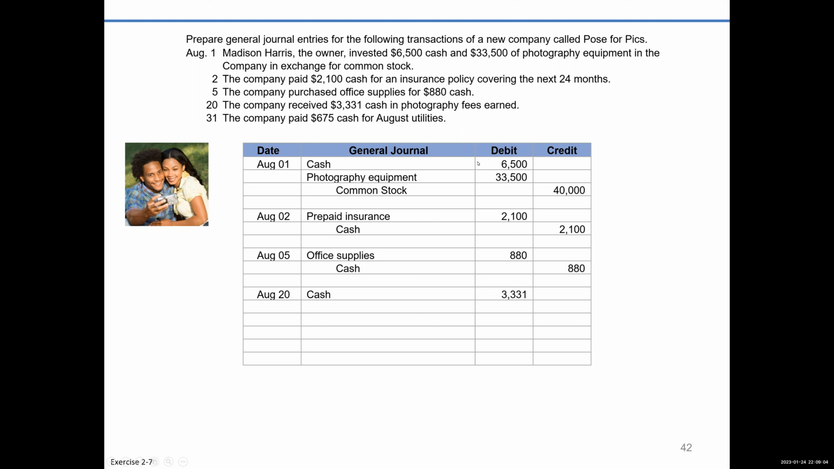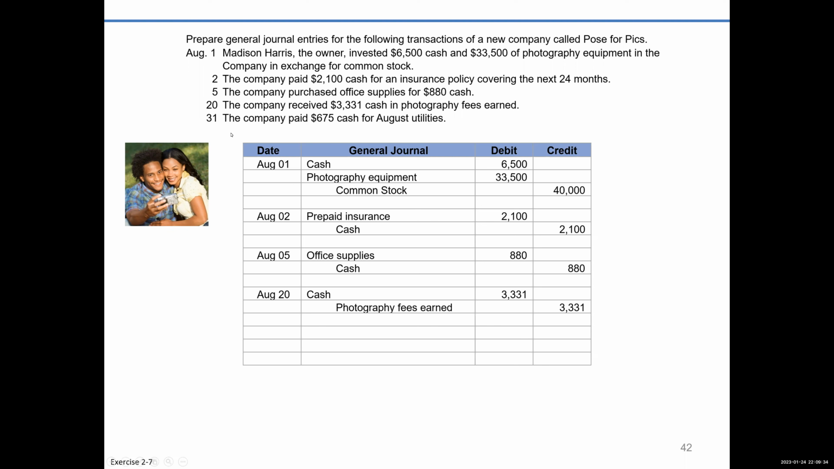Okay. Now, we have to increase our revenue account. I think it's for photography fees earned. And revenue is not part of A, right? So we know we have to increase it with a credit. And that makes sense because we need a credit to balance things out. So there it is. Credit photography fees earned, $3,331.